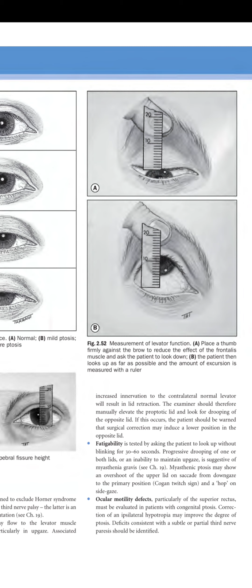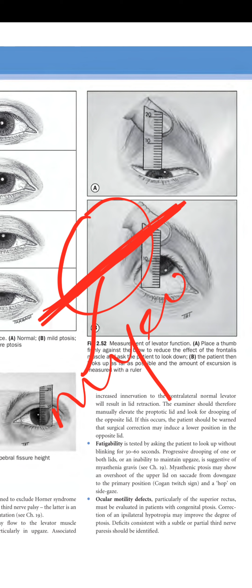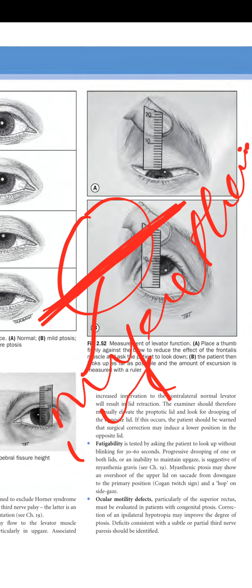You ask the patient to look in the up gaze direction for 30 seconds. If the ptosis of that side of the lid increases, it means that the cause is myasthenia. Another test you can do is the ice pack test, which is coming as well.